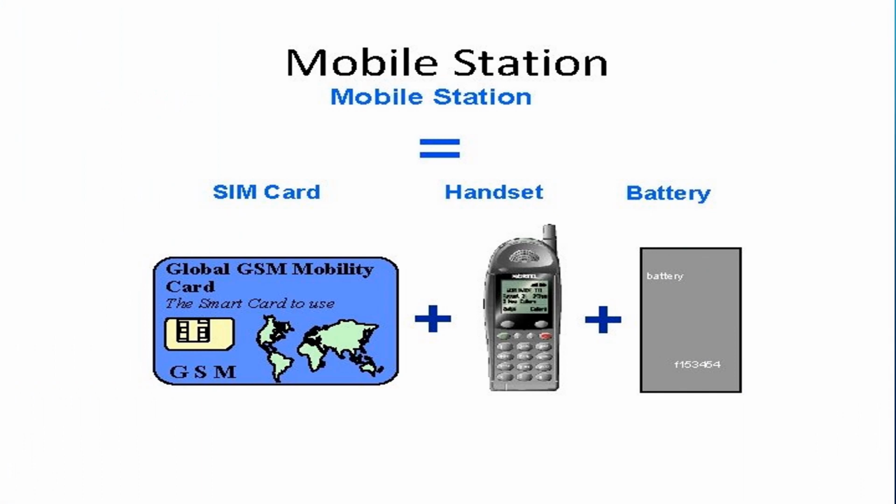A mobile station is a device used by a mobile user to access the mobile network. The mobile station consists of two units, mobile handset with battery and subscriber identity module SIM. Mobile stations are usually a mobile phone. Each mobile phone contains a transceiver, transmitter and receiver, an antenna and a control circuitry.